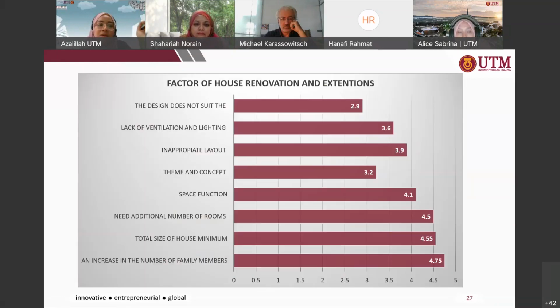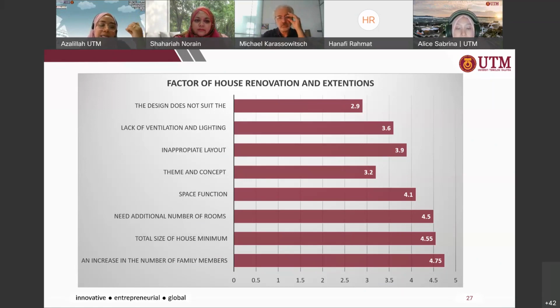So here are the factors. I also did a survey on why they do the renovation and extension. Based on this survey, I found that because of the increasing number of family members, that's why they do the illegal renovations and extensions. And second, based on my study, they found that the total size of the house is too minimal for them to raise their kids and for their families to grow.